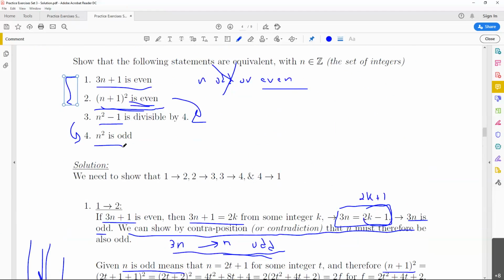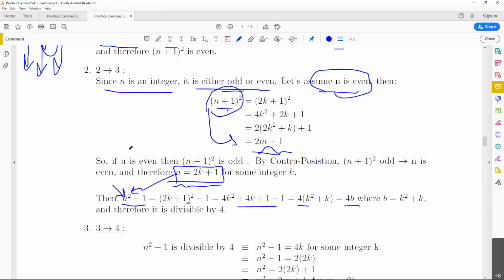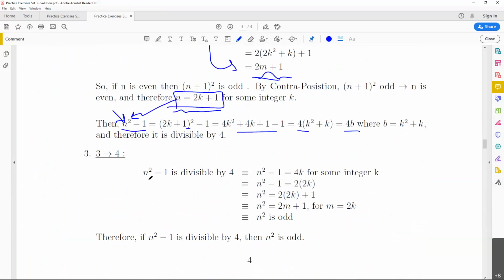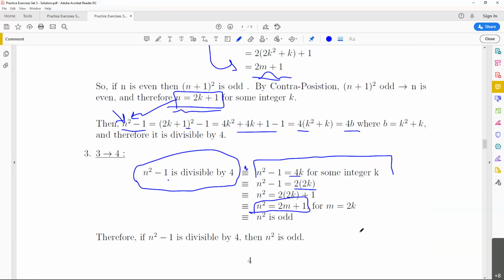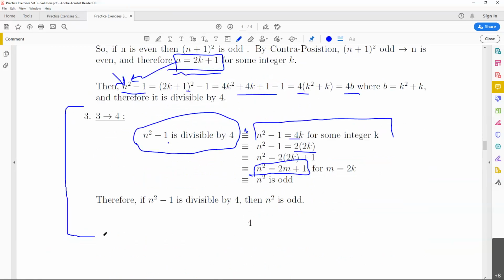So n squared minus 1 is divisible by 4. Does that mean that n squared is odd? Let's see what they say. Okay, actually a different way of proving. What does it mean that n squared minus 1 is divisible by 4? It means n squared minus 1 is equal to 4k for some k, so n squared minus 1 is 2 times 2k. Take 1 to the other side, so you prove that n squared is odd. And that's it for this implication. You could say this is a direct proof, direct implication here.